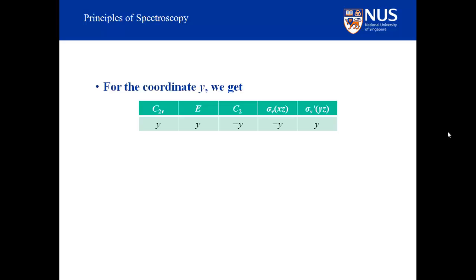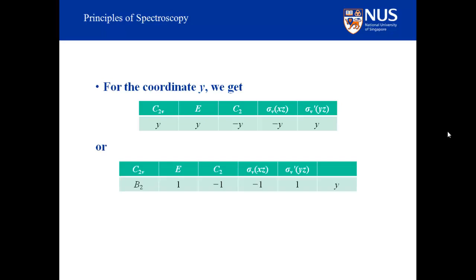We can also tabulate the effect on the y-coordinate. The y-coordinate changes sign under the operations C2 and sigma xz, but is unchanged by the identity E and sigma yz. The set of numbers 1, minus 1, minus 1, 1 comprise the representation generated by the basis y under the C2V point group. This symmetry behaviour is labelled B2.